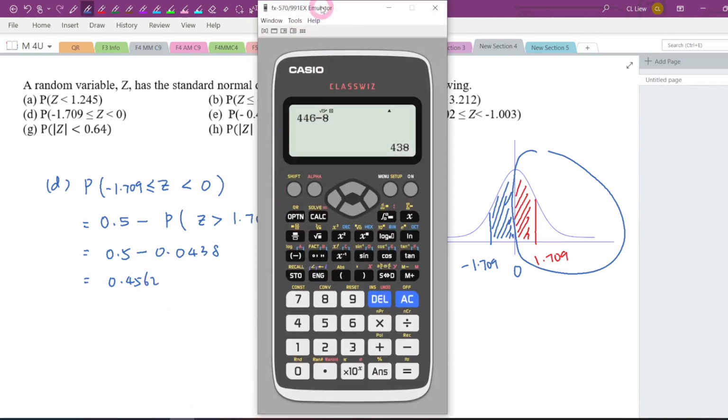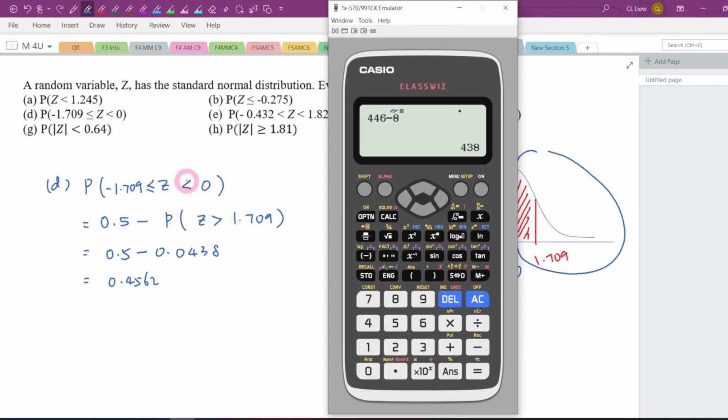Let's try. Okay, I can just key in this one if I use the calculator. Now lower, negative 1.709. Upper will be 0. Okay, standard deviation 1 and the mean is equal to 0. Press equal. 0.456. If I use the calculator, it will be 0.456. So if you use the table, it will be 0.4562. Okay, it's a difference of 0.0001, but it's okay.